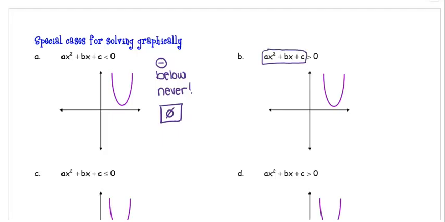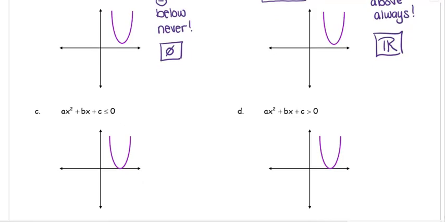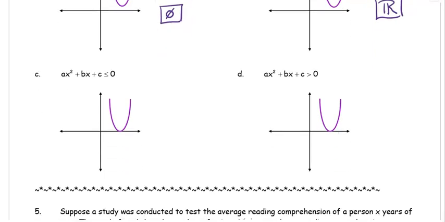Now, if I take a look at part B, ax squared plus bx plus c, this is my graph right here. I want it greater than 0, which means I want positive values. I want it to be above the x-axis. Well, looking at my graph, isn't this graph always above the x-axis? And in this case, since it is always above the x-axis, we're going to have the set of all real numbers.